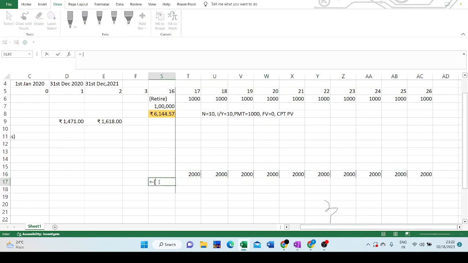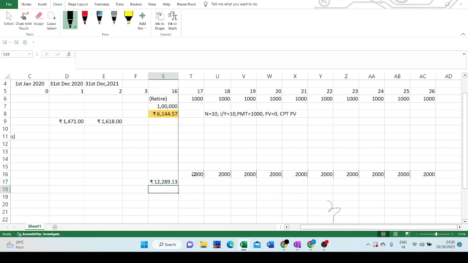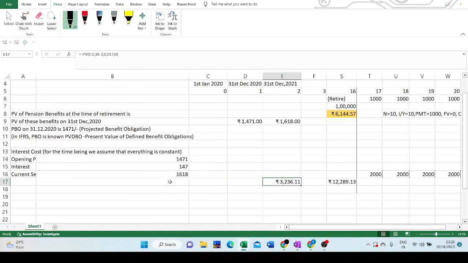Present value of these pension benefits at the time of retirement: rate is 10%, number of periods is 10, PMT is 2000, future value 0, type 0. So present value of pension benefits at the time of retirement is 12,289, right? Now we'll have to calculate the present value of the pension benefits on 31st December 2021, so we'll have to discount this. Rate 10, number of periods is 16 minus 2, PMT is 0, FV is this, type 0. So guys, PBO at the end of 31st December 2021 should be 3236.